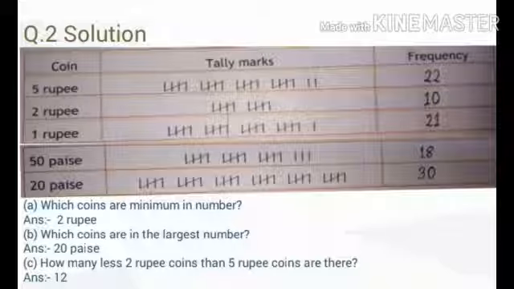Next, C. How many less 2 rupee coins than 5 rupee coins are there? So you have to subtract, you have to compare 5 rupee and 2 rupee. 5 rupee is 22 and 2 rupee is 10. So if we minus, 22 minus 10 is 12. So 2 rupee is 12 times lesser than 5 rupees. Clear? 22 minus 10 is 12. So the answer will be 12.